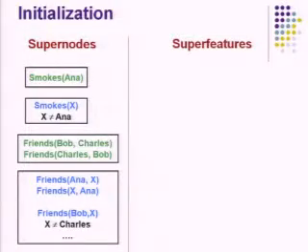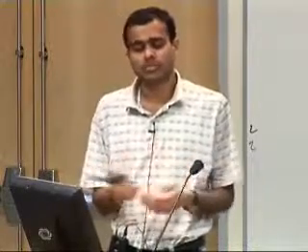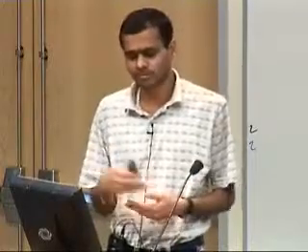So we have supernodes on the left and superfeatures on the right, and I am going to show how you refine them. The initial set of supernodes: you simply create the supernodes for the true, false, and unknown cases. There is no false evidence in this case. So we have smokes of Anna, which we know is true, in green; smokes of X for all people other than Anna, which is unknown; then friends Bob Charles and friends Charles Bob, which is true; and friends XY for all other people. So these are my initial 4 supernodes. As I said, you don't need a box for the false case because there is no false evidence.